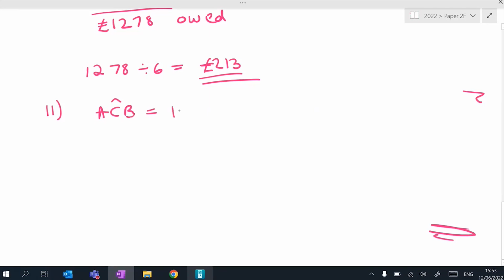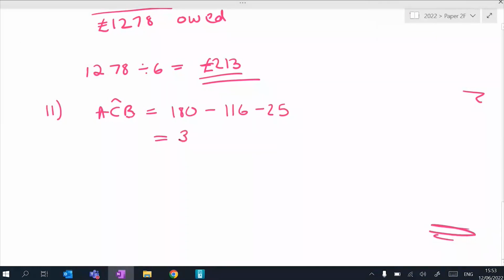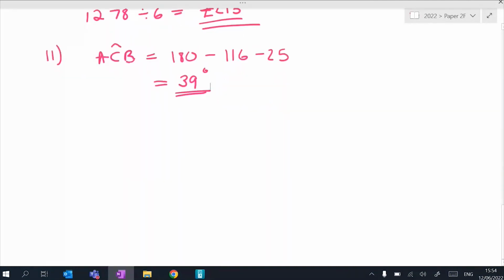Okay, using angles in a triangle. So I've got an angle of 116, I've got an angle of 25. So to find that remaining angle in the triangle, I can subtract them from 180 to get 39. Okay, and then I'm just putting my reasons there. So, angles in a triangle.